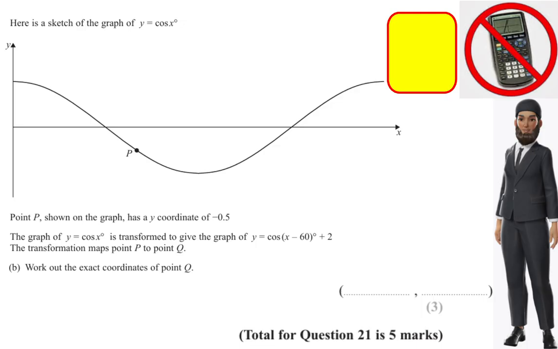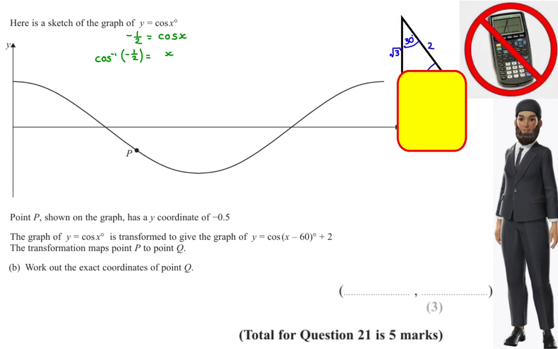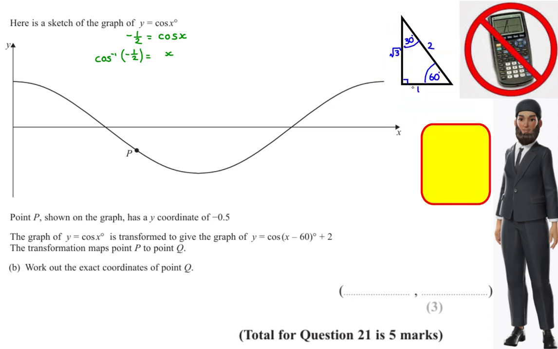Now what you're going to notice is that the y value is minus 0.5, so let's write that down, and that is equal to cos x. To work that out, we need to do the inverse of cos, which is going to be cos minus 1 of minus 1 over 2. Now you need to use your exact values. One way of doing that is to use this particular triangle. Alternatively, you may already have memorized the answer.